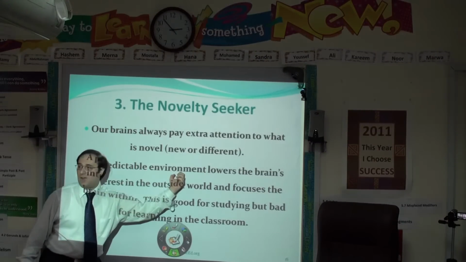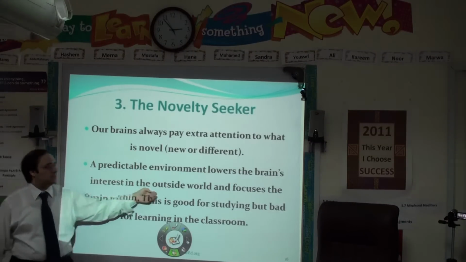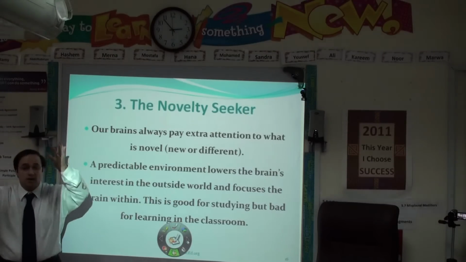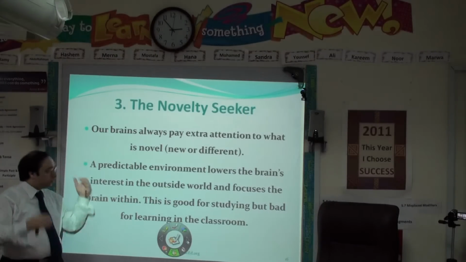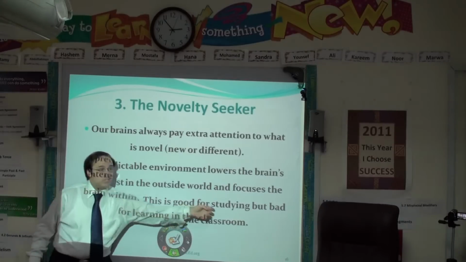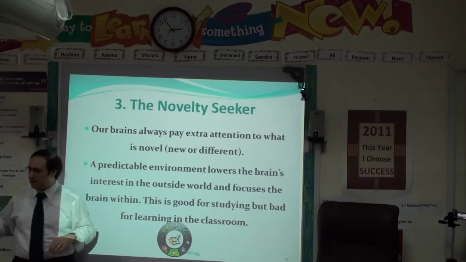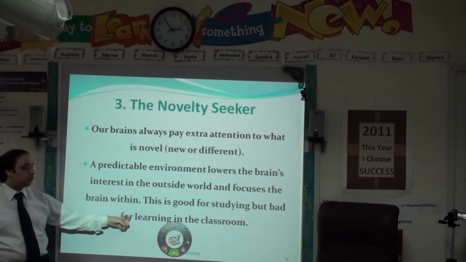A predictable environment lowers the brain's interest in the outside world. If it's something predictable, you already know it, you're not interested in what's happening around you. And it focuses the brain within. This is good for studying. When you're studying, you don't want to be distracted by everything else around you. But it's bad for learning in the classroom.